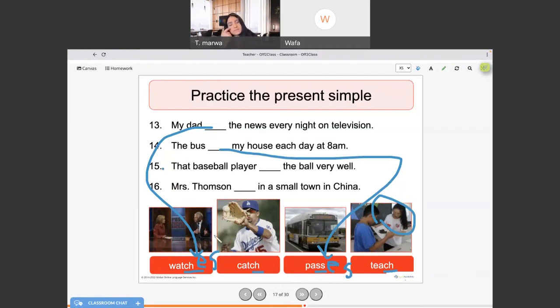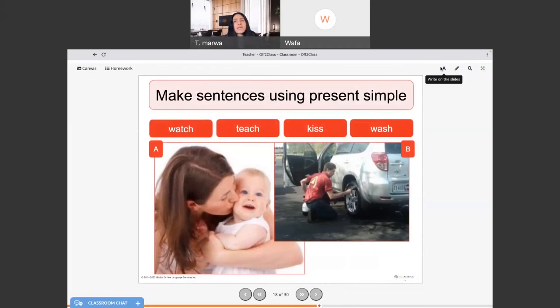Number 15. The baseball player catches the ball very well. Bravo. Catches. The baseball player catches the ball very well. Number 16. Mr. Thompson teaches in a small town in China. Bravo. Teaches. In a small town in China. Good.